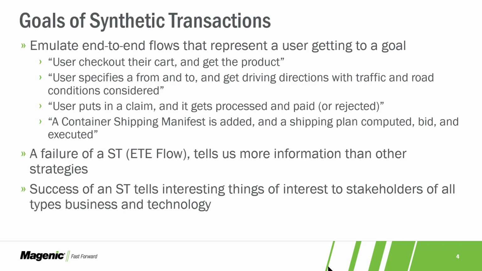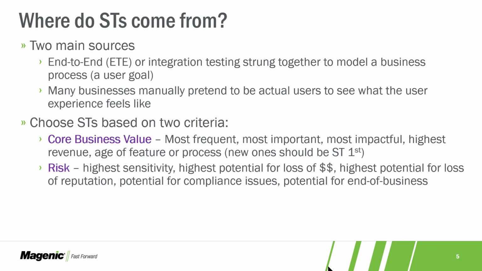So what's interesting about synthetic transactions is they're often a lot more diagnostic when they fail, but they're still useful in telling us things we want to know. And we're going to see that in a minute. But I wanted to start by saying where we can get synthetic transactions from. So if you have end-to-end tests for your system or integration tests, or you have a series of tests that you could string together that would represent a user journey, then that is a good source of synthetic transactions. And if you have business use case testing where people are manually testing to see what the user experience feels like, if you were to automate that, that would be an excellent synthetic transaction.